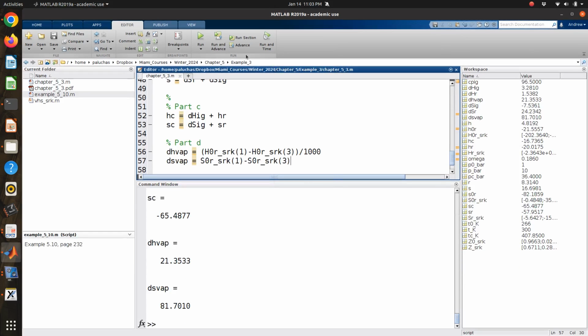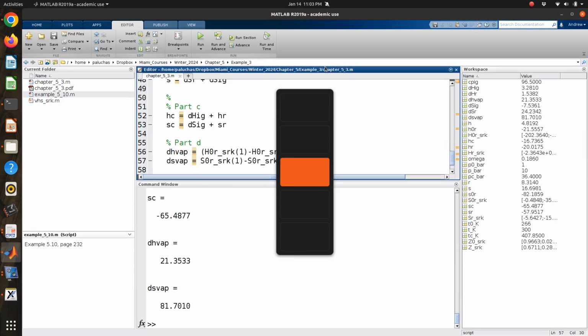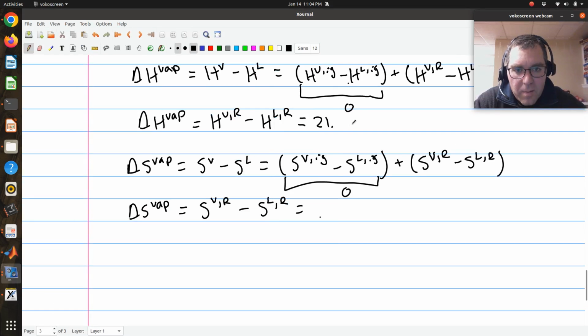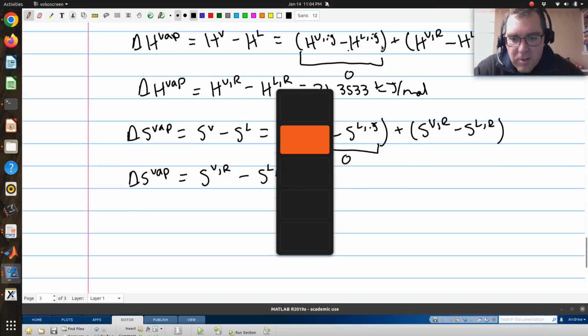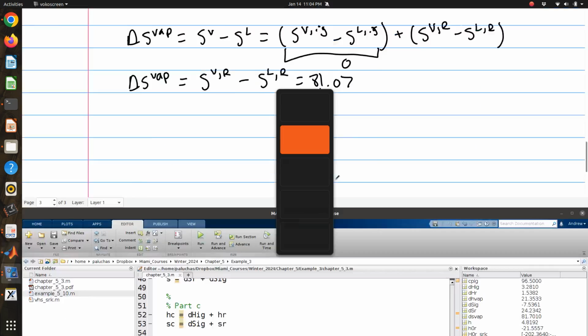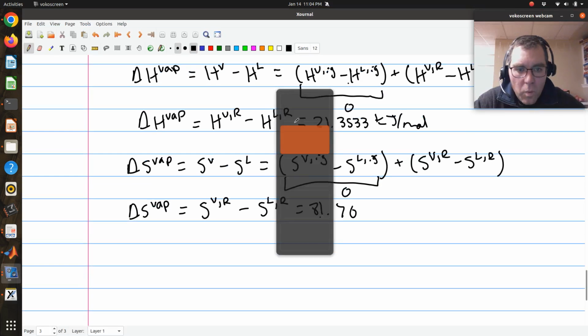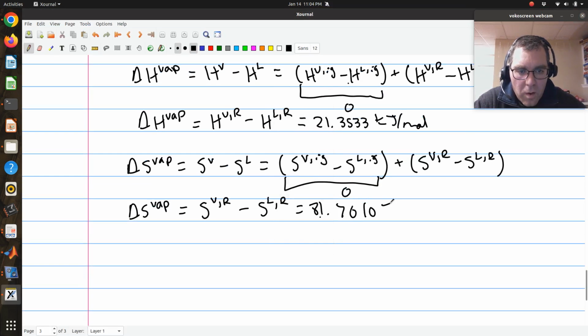So dH vaporization is 21.3533 kilojoules per mole. And delta S of vaporization would be 81.70 joules per mole Kelvin.